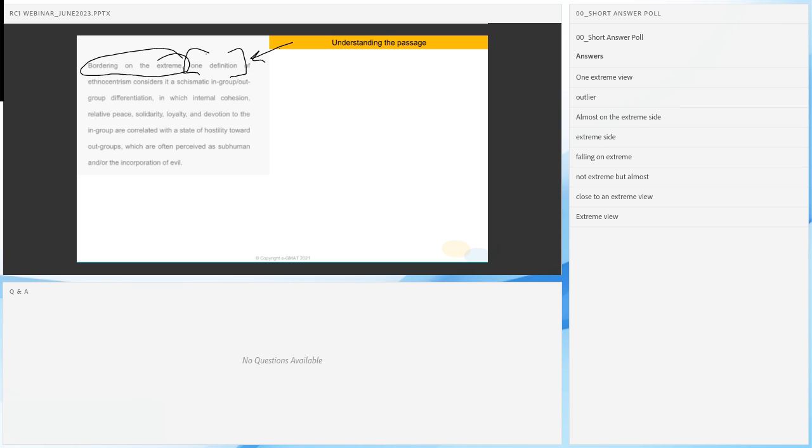Okay, bordering on the extreme, one definition of EC. Why does the author use the words one definition? What do you infer from it? There are multiple definitions. That's good. It's not the author's definition. It's one way to define EC, but it's not how the author will most likely define it.